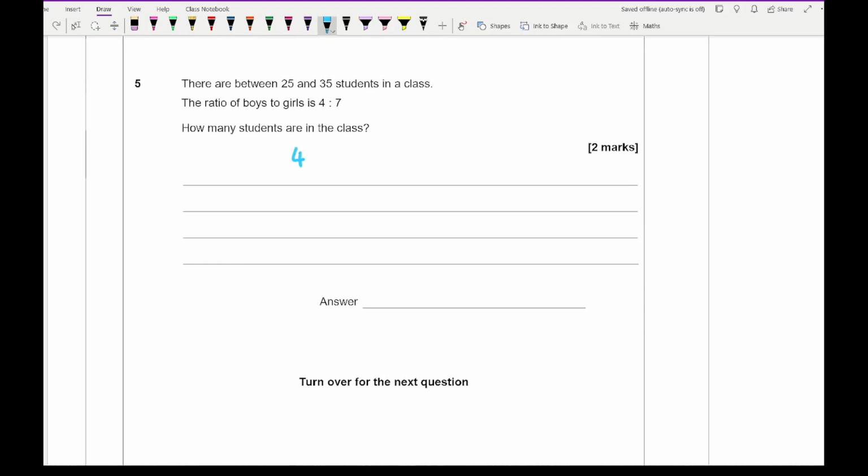Well, if we look at the basic numbers, which are 4 to 7, and we add those numbers up, then that's going to be 11. Then we look at the next multiple, which is going to be 8 to 14, and that's going to give us 22. We then look at the next multiple, so that's going to be 12 and 21, and that's going to be 33, which lies between 25 and 35, so the answer then is 33.